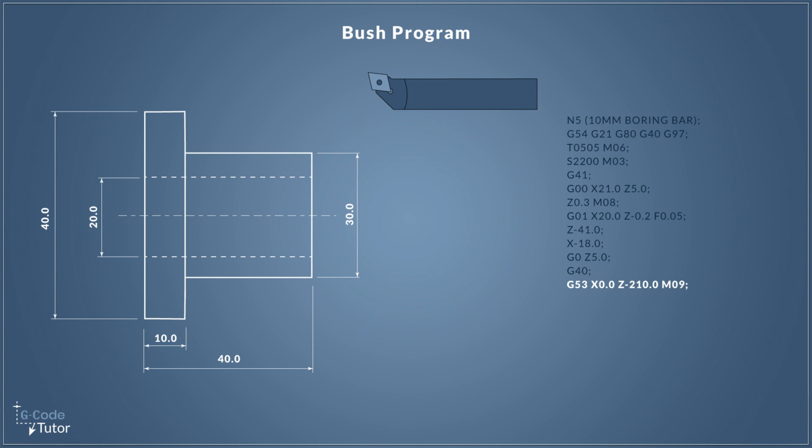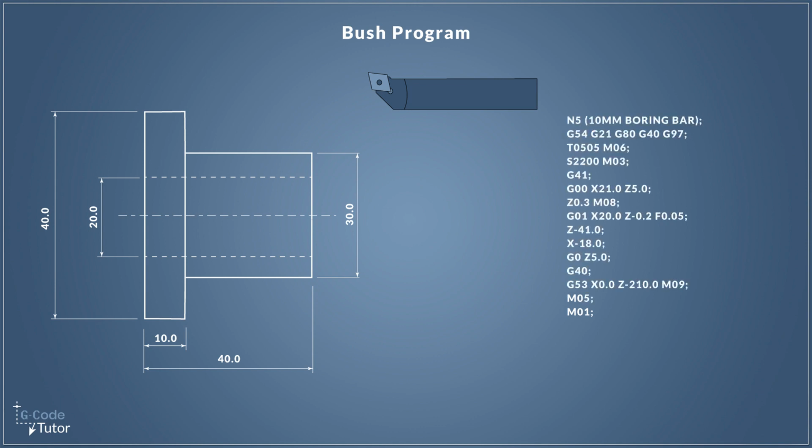Now G0 is still active from the line above, so this will go in a rapid travel movement. The M code M05 stops our spindle from rotating. And M01 is our optional stop that I put at the end of every sequence. So that brings us to the end of programming a finished bore sequence.